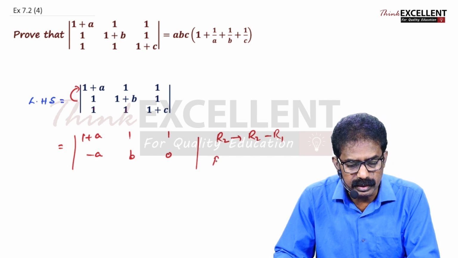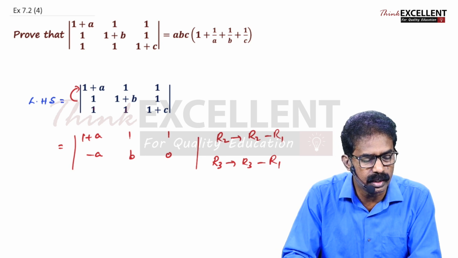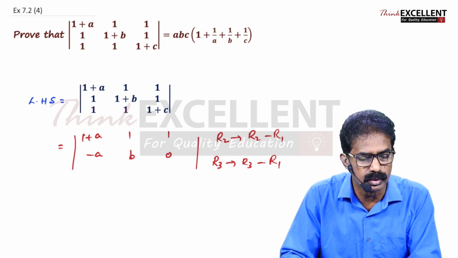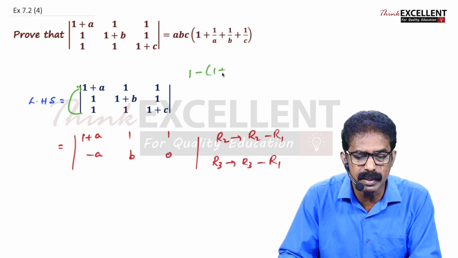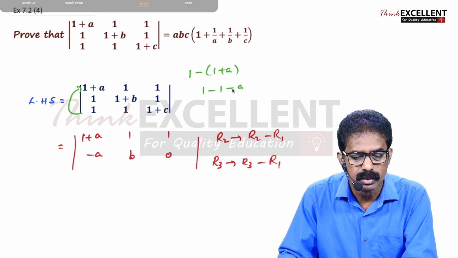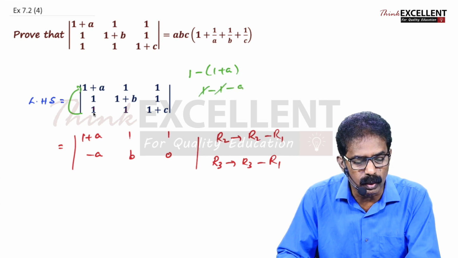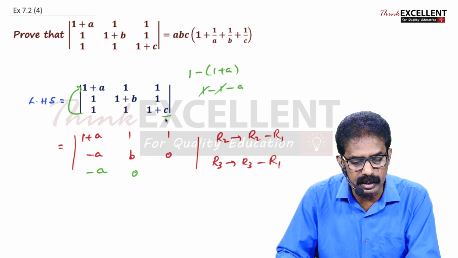Now third row is third row minus first row. You subtract these two. So actually 1 minus of 1 plus a. You are getting 1 minus 1 minus a, right? So these two cancel, you are getting minus a. 1 cancels, you are getting minus a. 1 minus 1, 0. Here 1 cancels, you are getting this plus c.